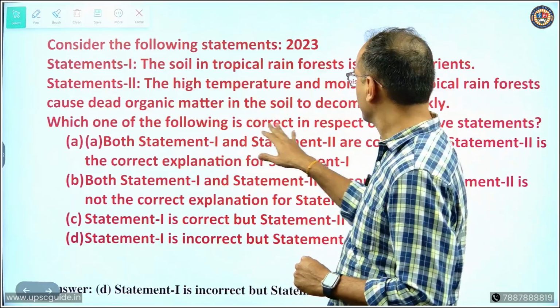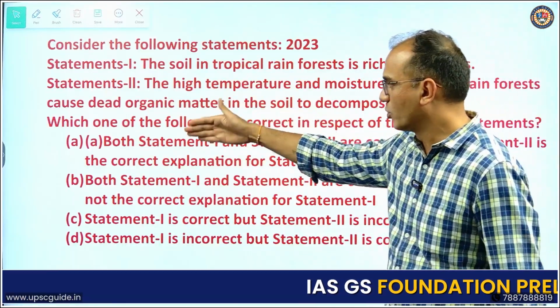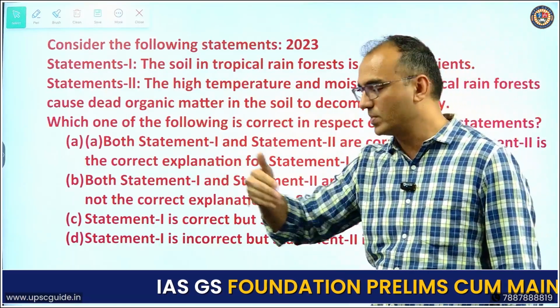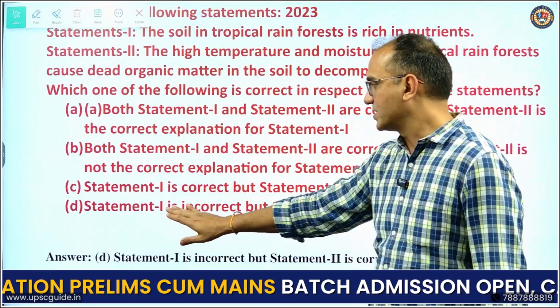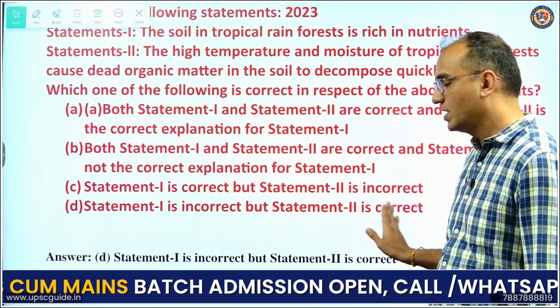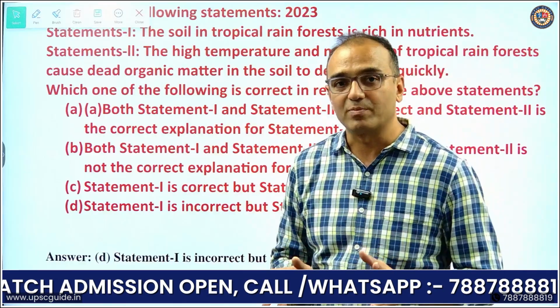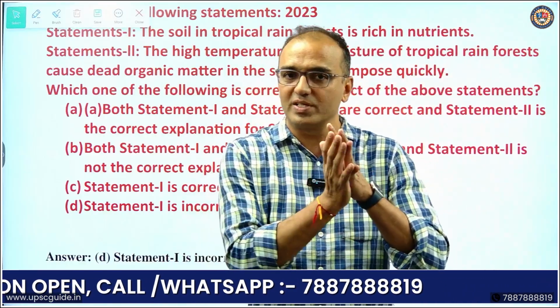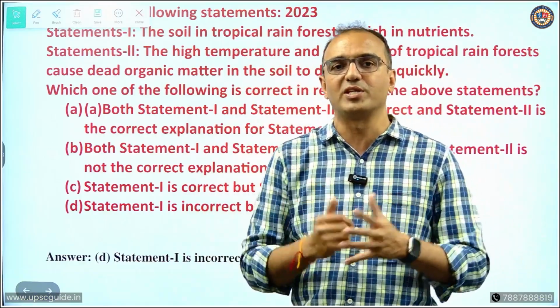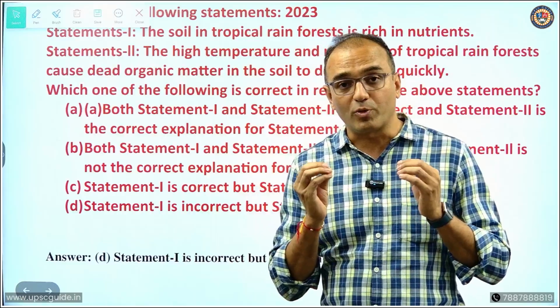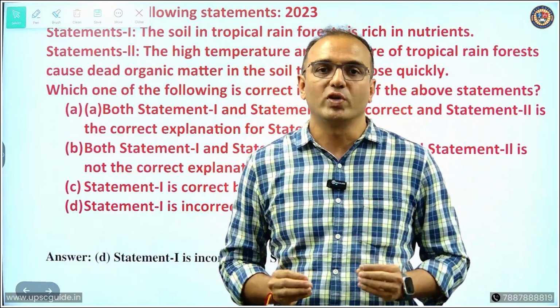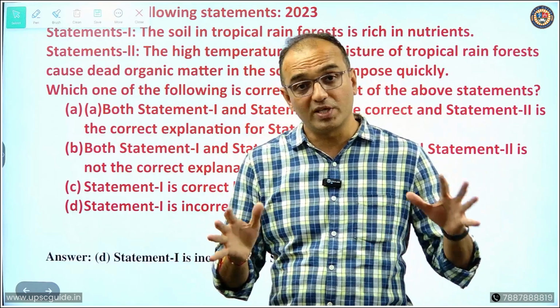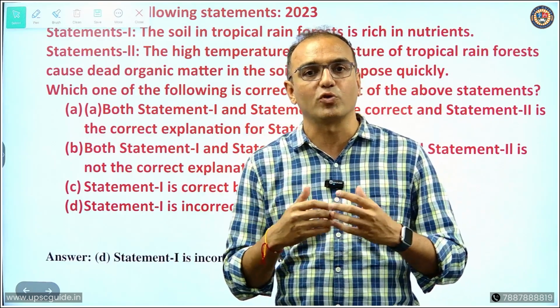Which one of the following is correct with respect to these? So both statements are correct, and 2 is the explanation. You know this pattern. D is correct. Statement 1 is incorrect, but statement 2 is correct. So second statement is correct, but it doesn't explain. The first statement is wrong, as we have just explained. If you go to tropical or equatorial rainforest, the quality of the soils is generally poor. Though there is a dense forest, the quality of soil is generally poor.